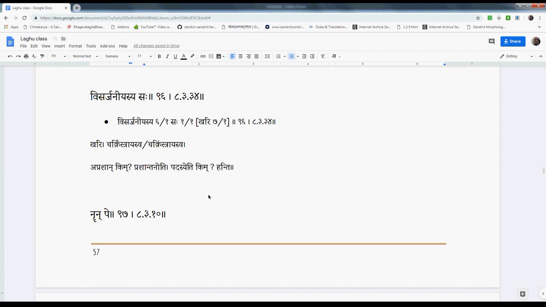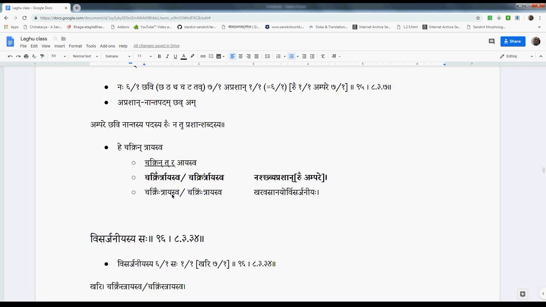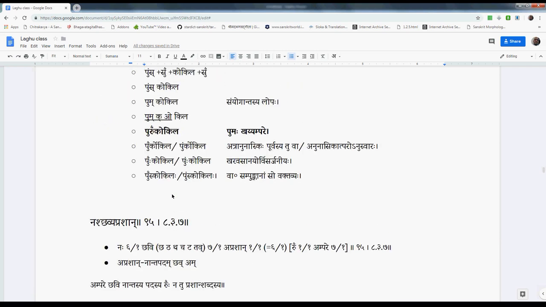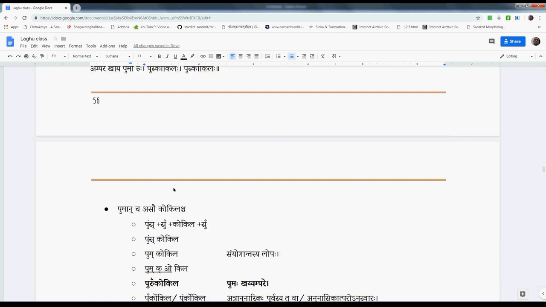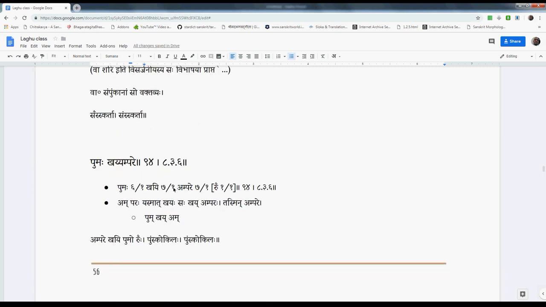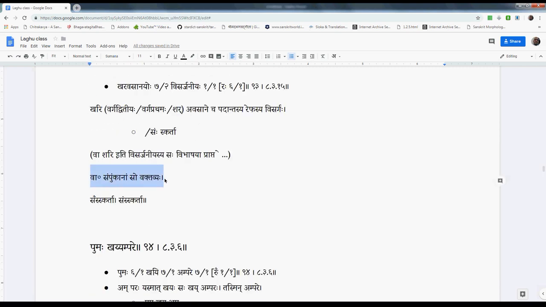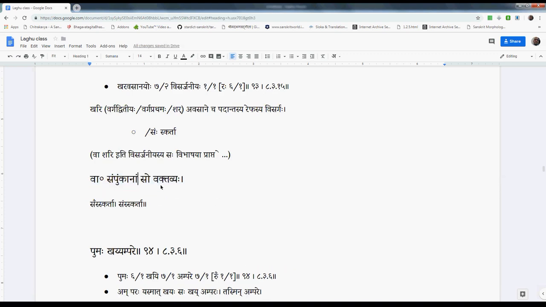We'll see that a few sutras later, vashari. So vashari was refuted by which sutra? Our earlier vartika. There is a vartika which says, I'll just mark this vartika also, "sampumkanam so vaktavyah". So this has taken away the optionality by vashari for visarga to remain or become sakara.